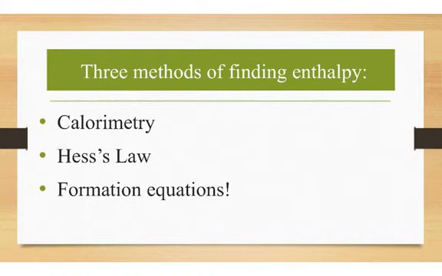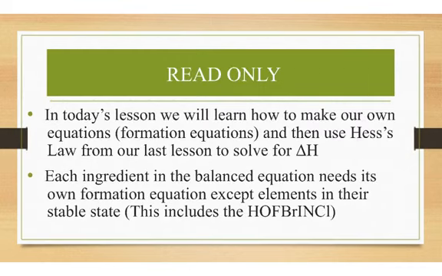So far we have two methods, and we're going to add a third method of how we find enthalpy. We know we can use our calorimetry equation, we can do Hess's law, and now we're going to be able to do formation equations. In today's lesson, we are going to learn how to make our own equations using something called formation equations. And then we're going to use these formation equations to do a Hess's law in our last step. And that's going to allow us to solve for the delta H that we're looking for.